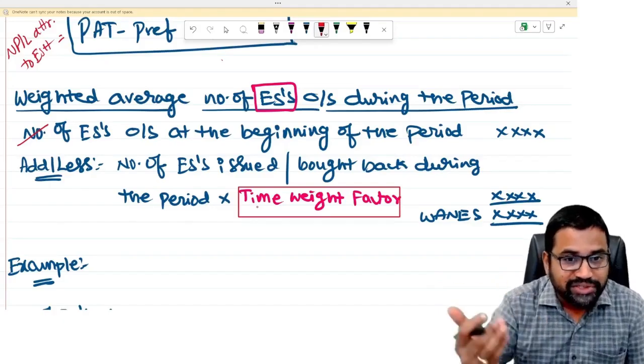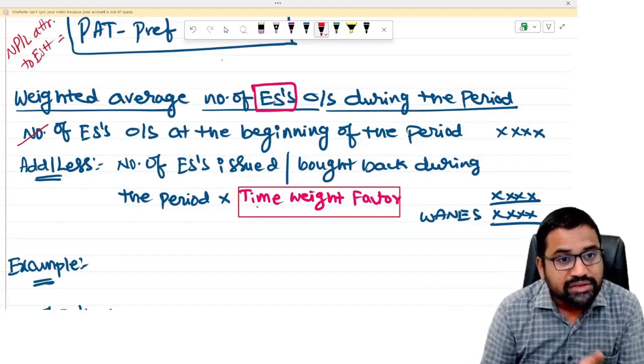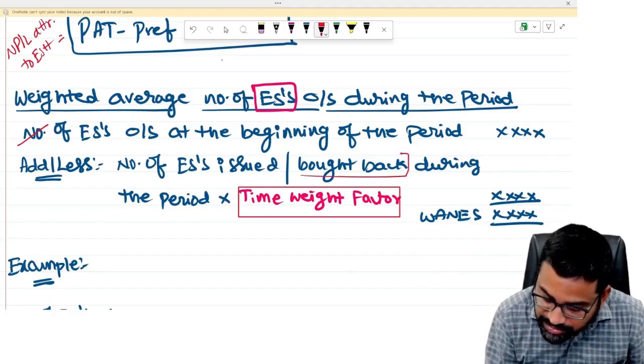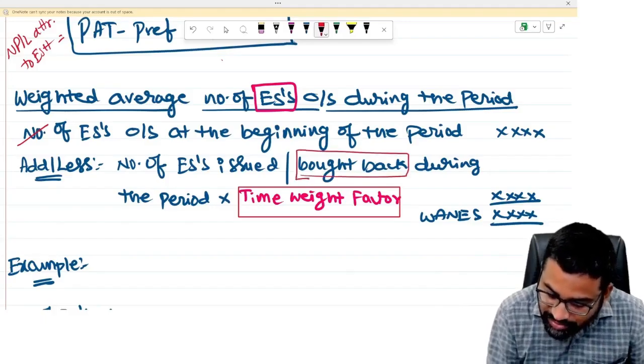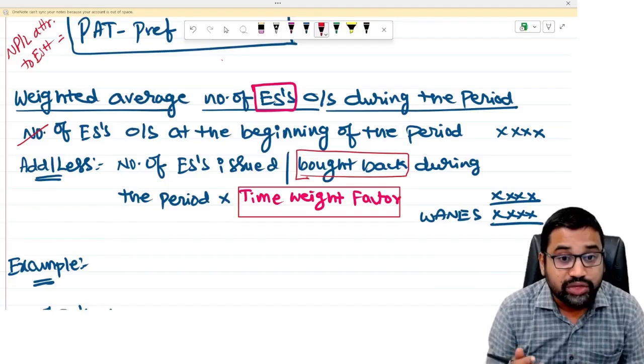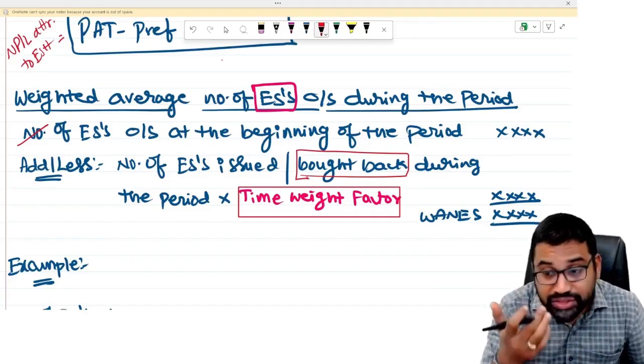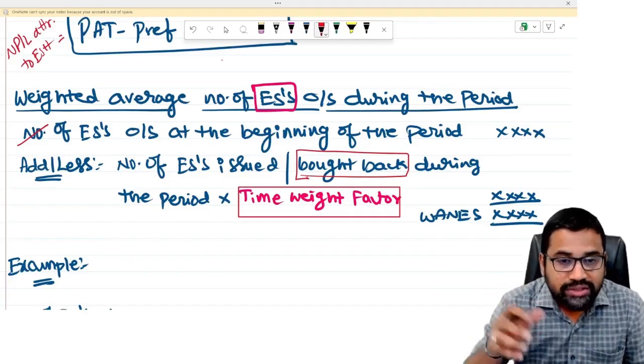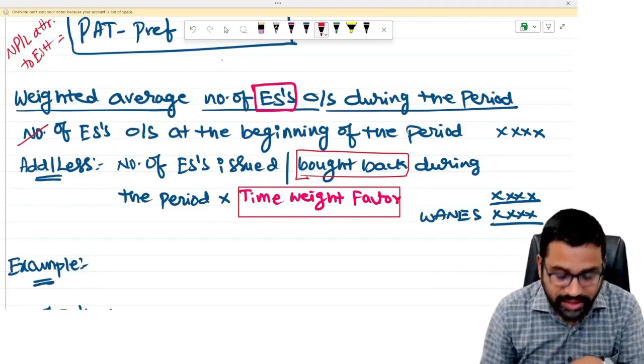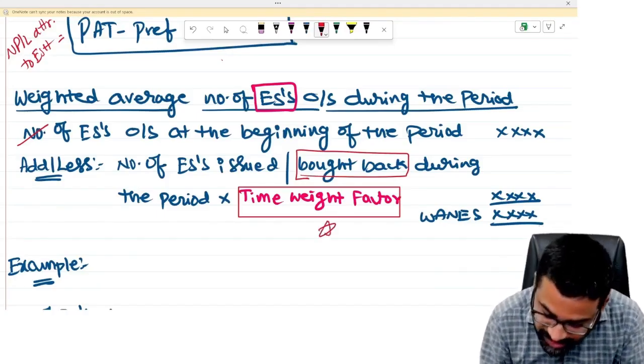So add number of shares issued, less number of shares bought back. For example, see, a company sometimes may buy back its own shares. So whenever shares are bought back, that has to be reduced. Now when you are reducing the shares, you have to reduce the number of shares into the time weight factor. So this time weight factor is very, very important.